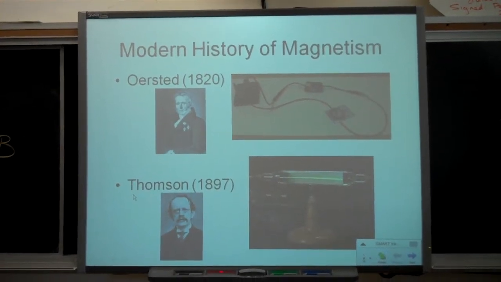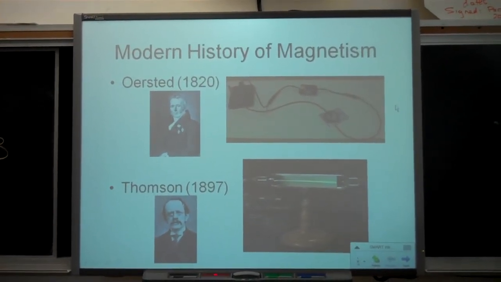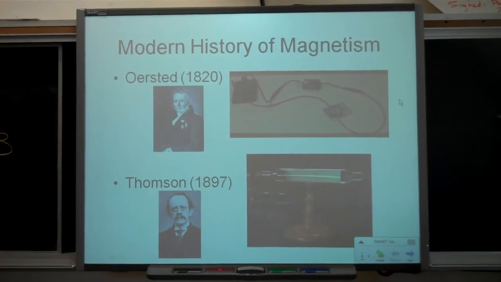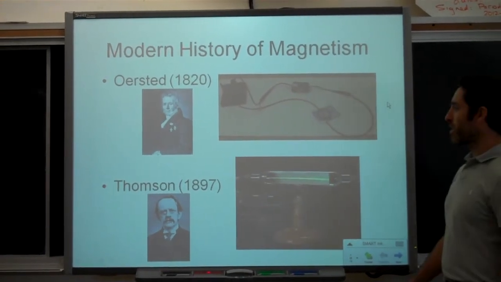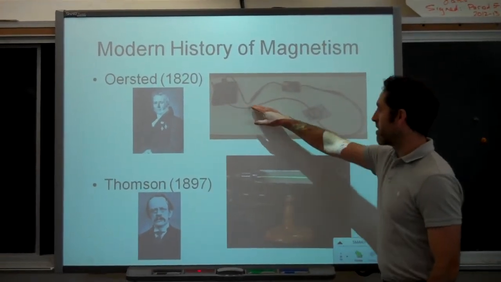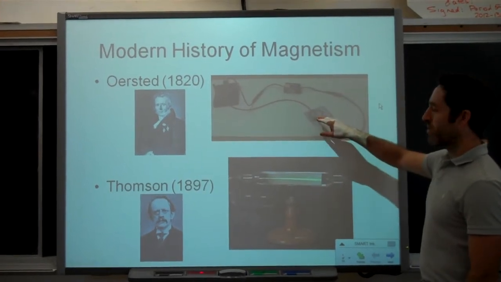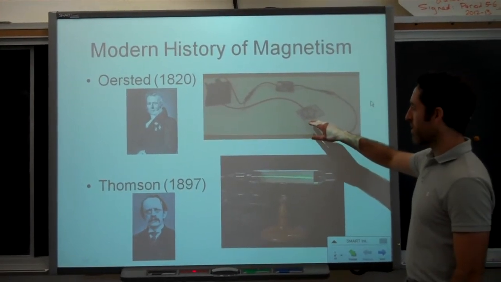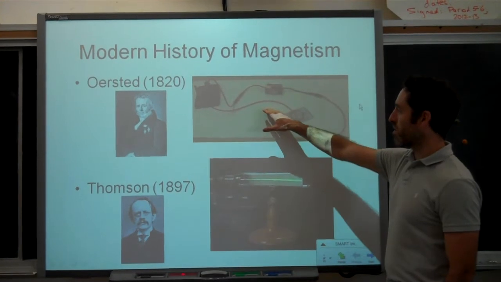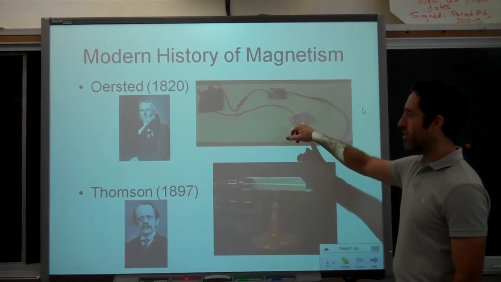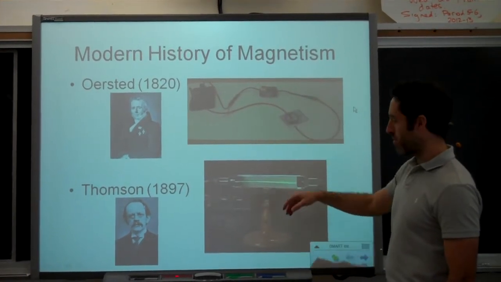Alright, we showed yesterday the history of magnetism, how they first discovered and started to quantify magnetic effects. When you had a current set in this wire, it affected a compass. We'll see what that means in a minute. So when the current was turned on, the compass moved. When it was off, the compass went back to normal.